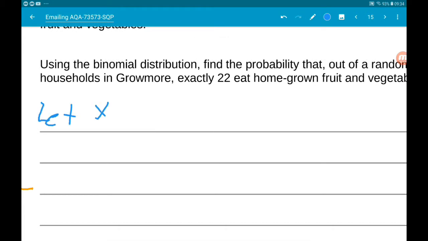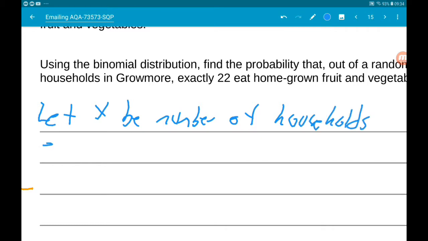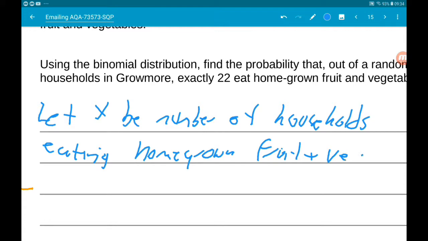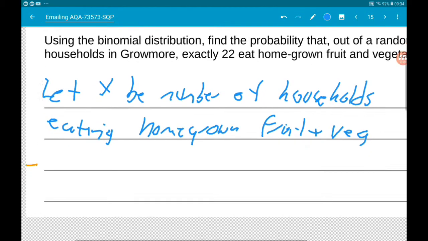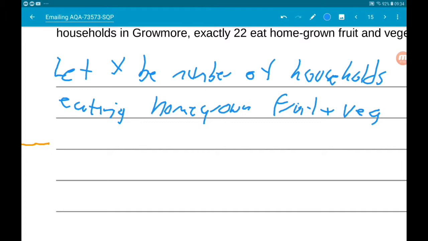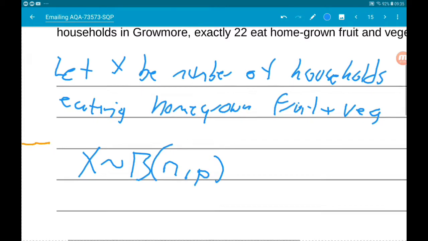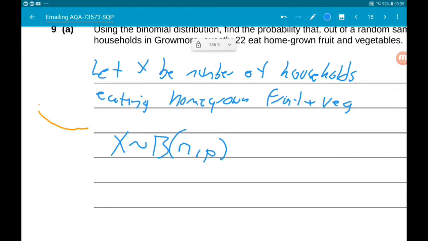X be the number of households eating homegrown fruit and veg. Then the binomial distribution is going to be X binomially distributed with N, P. So we need to find the probability.